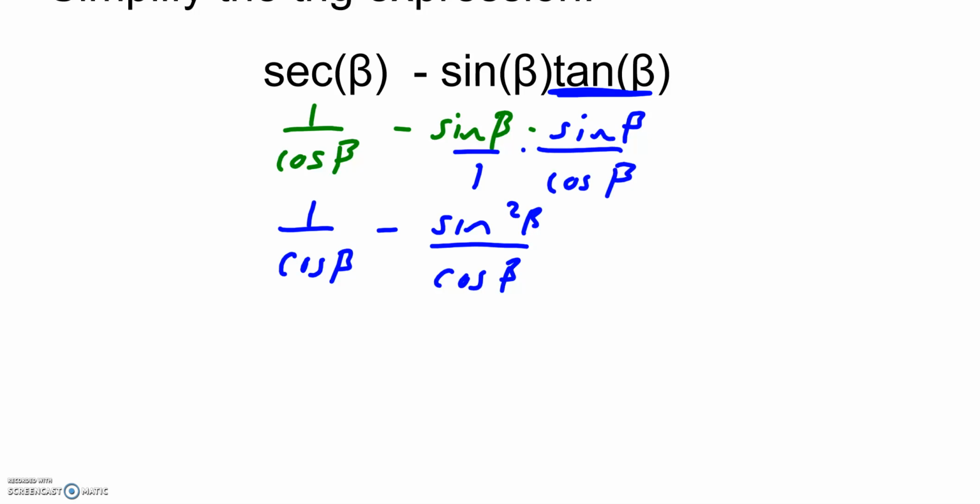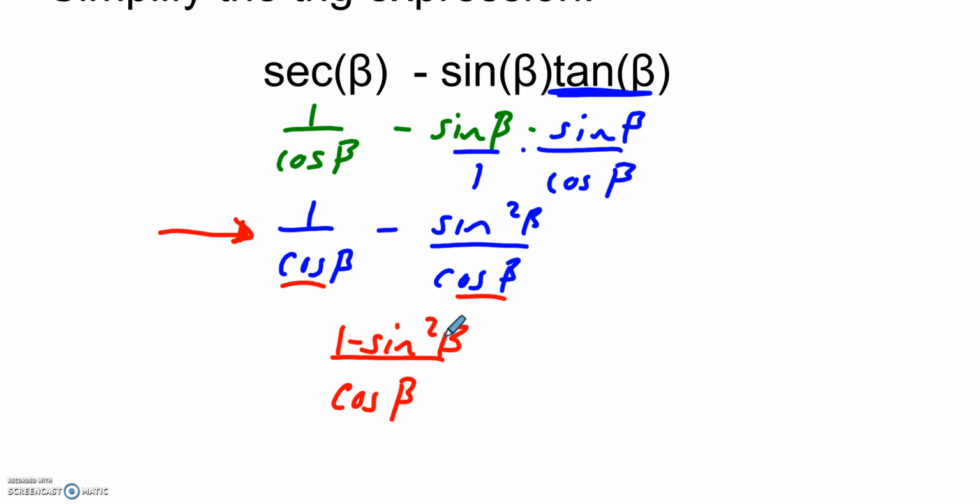And here's why. If you look at this step, remember that you can go from 2 fractions to 1 fraction. And luckily for us, both of these fractions now have the same denominator. So we can make this into a single fraction with the denominator of cosine of beta. And the top would be 1 minus sine squared of beta.